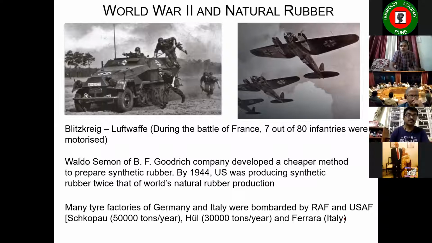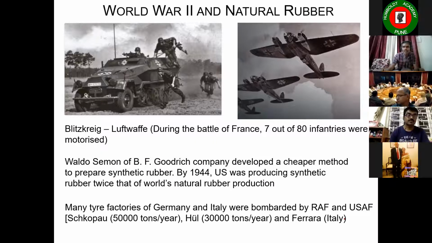The other approach that the Allied forces used to defeat Germans was to destroy the tire factories, okay? So one is you produce synthetic rubber so that you don't rely on natural rubber. Number two, destroy the tire factories of German forces so that they cannot move fast. I have listed a few tire factories which were bombarded by the Royal Air Force of the UK and the US Air Force, both in Italy and Germany. So they destroyed several tire factories.